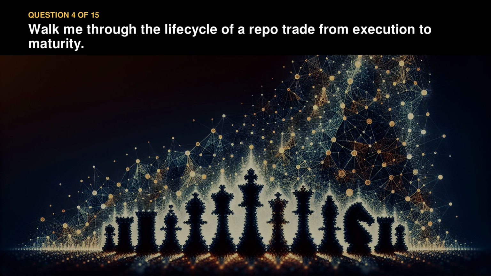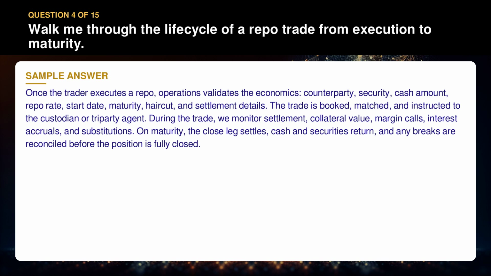Question 4. Walk me through the life cycle of a repo trade from execution to maturity. Once the trader executes a repo, operations validates the economics, counterparty, security, cash amount, repo rate, start date, maturity, haircut, and settlement details. The trade is booked, matched, and instructed to the custodian or triparty agent. During the trade, we monitor settlement, collateral value, margin calls, interest accruals, and substitutions. On maturity, the close leg settles, cash and securities return, and any breaks are reconciled before the position is fully closed.